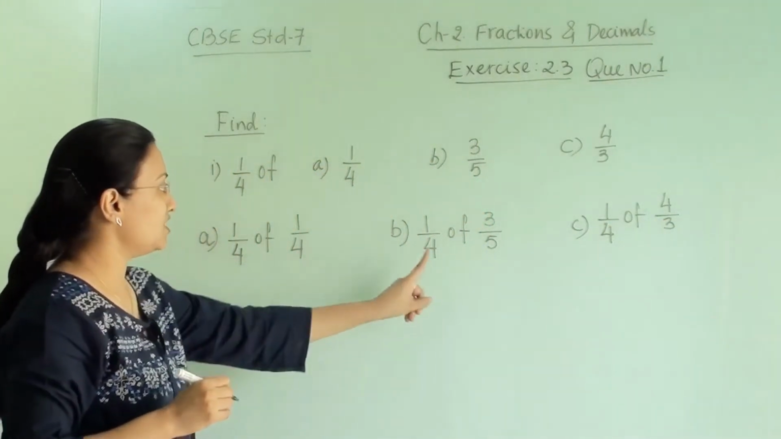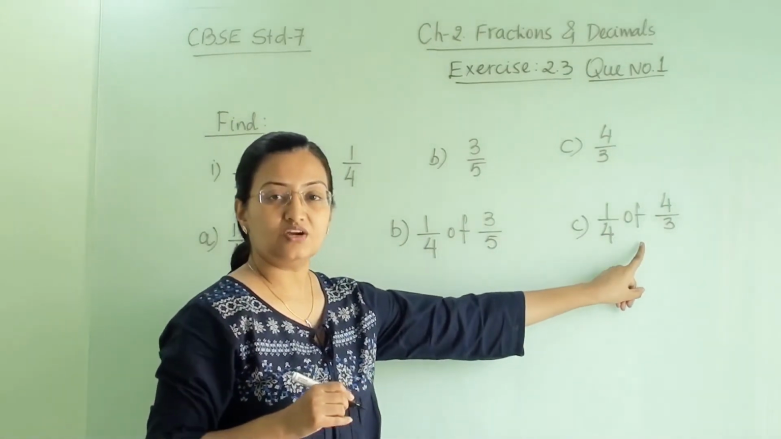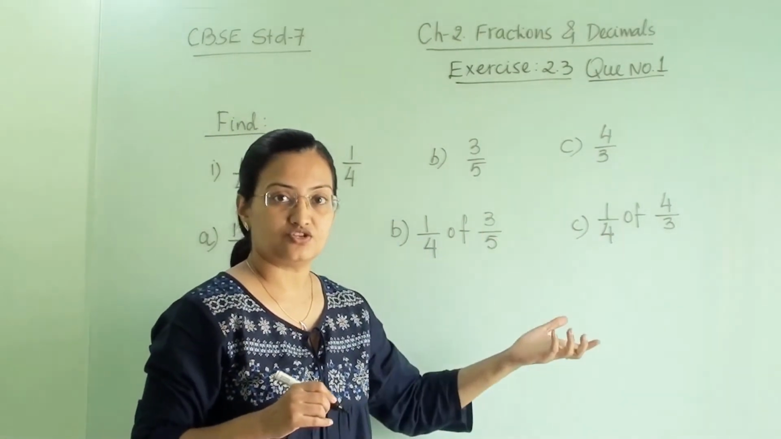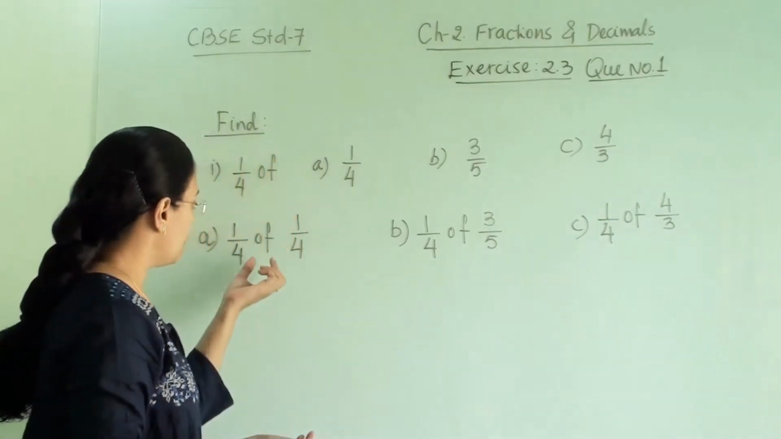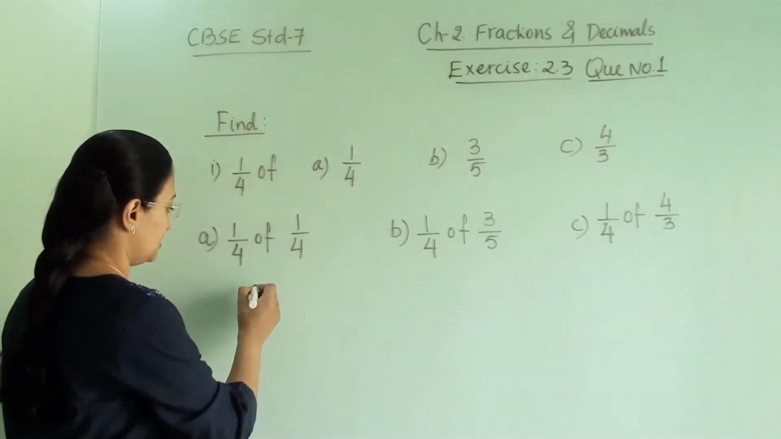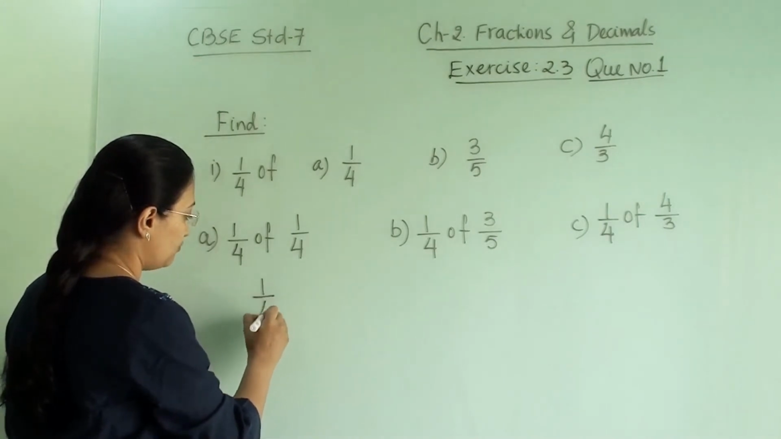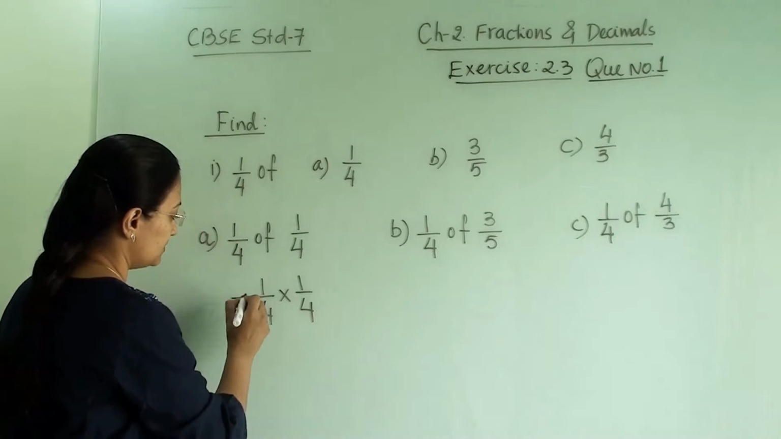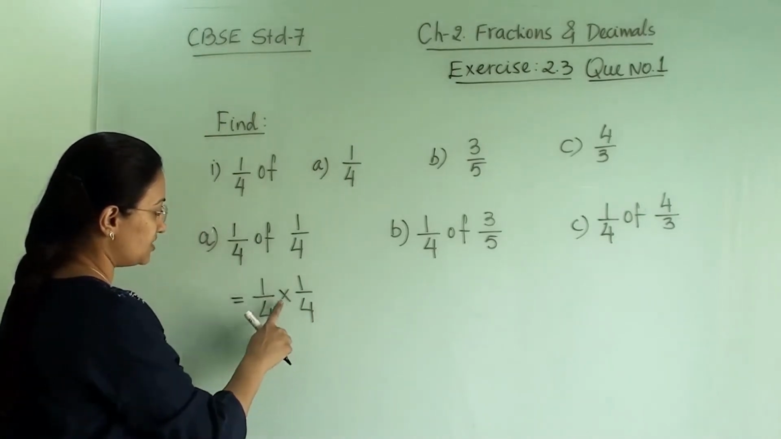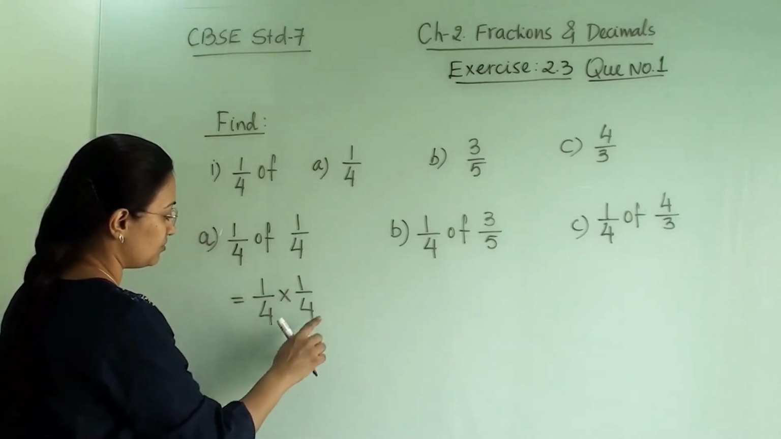Now what is the meaning of "of"? The meaning of "of" is multiplication. Product means the answer of the multiplication. So "of" is multiplication here. So 1 by 4 into 1 by 4. "Of" is multiplication. 1 by 4 into 1 by 4.